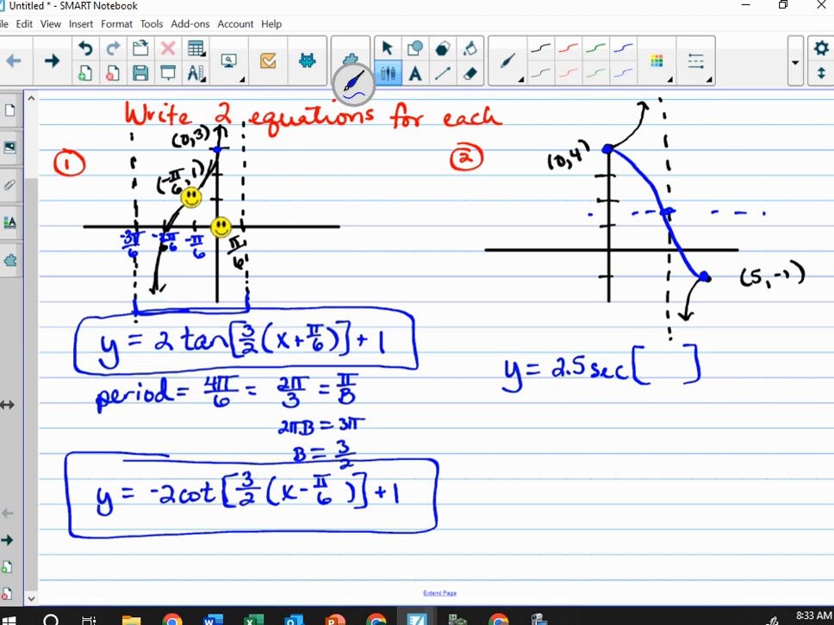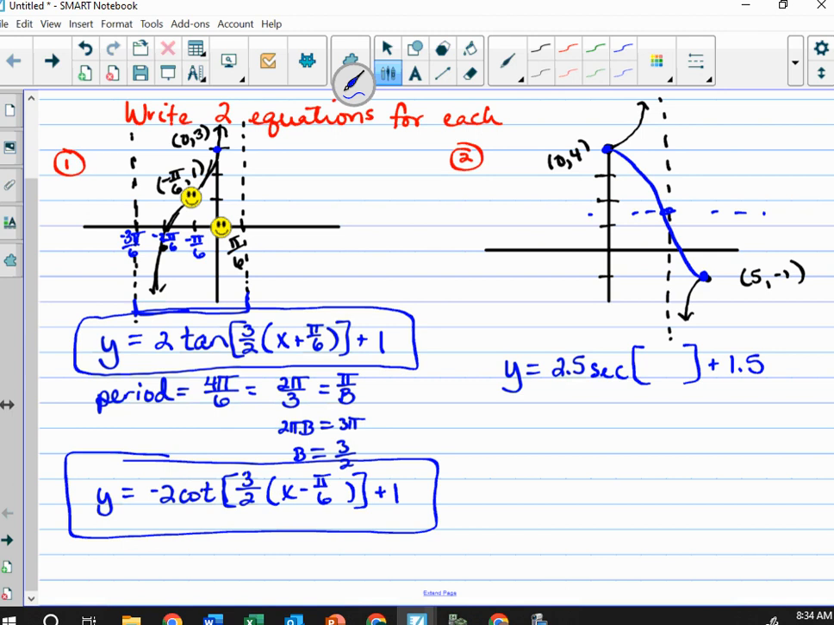But let's think about our vertical shift. Remember, the vertical shift is the midline. So where is our midline? Sorry guys, what? We're very quiet. 3/2, yeah, so say plus 3/2 or plus 1.5 at the end, either way. So we have the vertical shift taken care of. Again, it's always the midline.